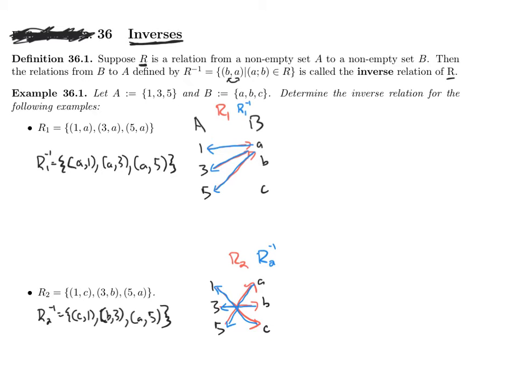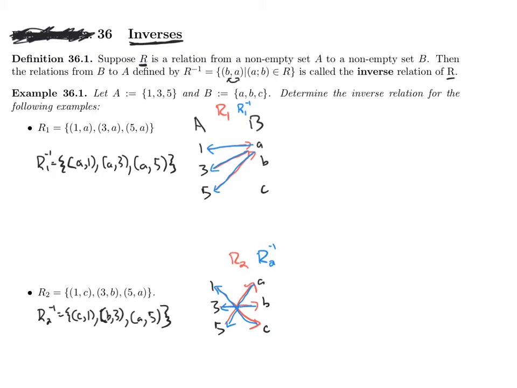Now, I do want to point out something. Note that both R1 and R2 are functions. Each element in the domain of this function, the red guy here, is related to exactly one thing in B. 1 is related to A, 3 is related to A, 5 is related to A. Down here, 1 is related to C, 3 is related to B, 5 is related to A. But the inverse relation need not be a function.